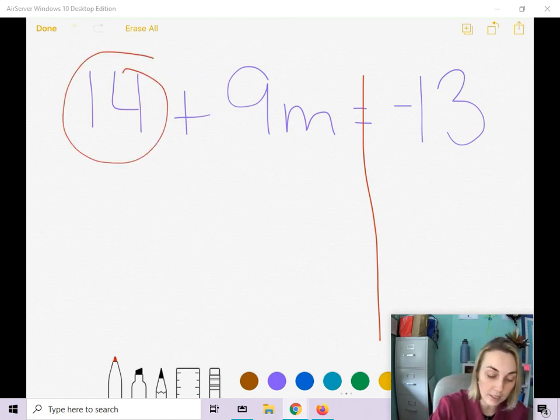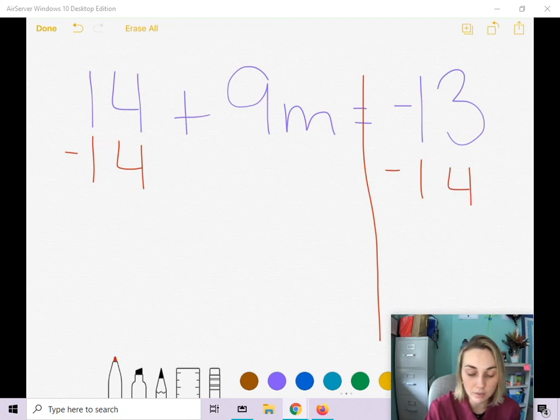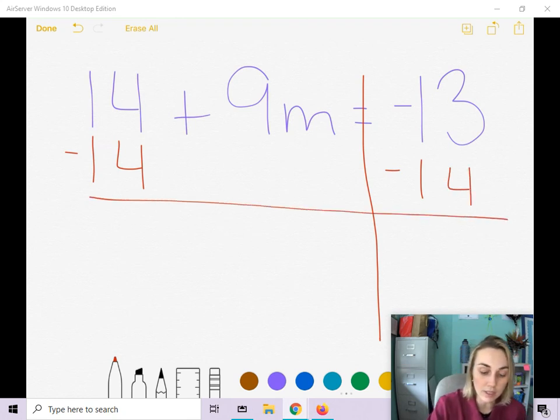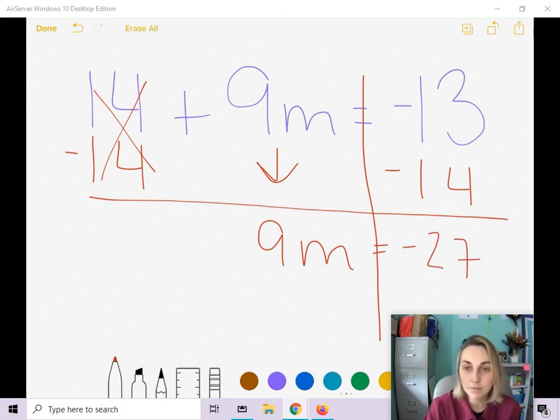So this is a positive 14. So the opposite of a positive 14 is to subtract 14. And if we do that on one side of the equal sign, we have to do it on the other side as well. So these cancel out. I'm going to bring down my 9m. And then -13 minus 14 is going to give us -27. And then we have a one-step equation.